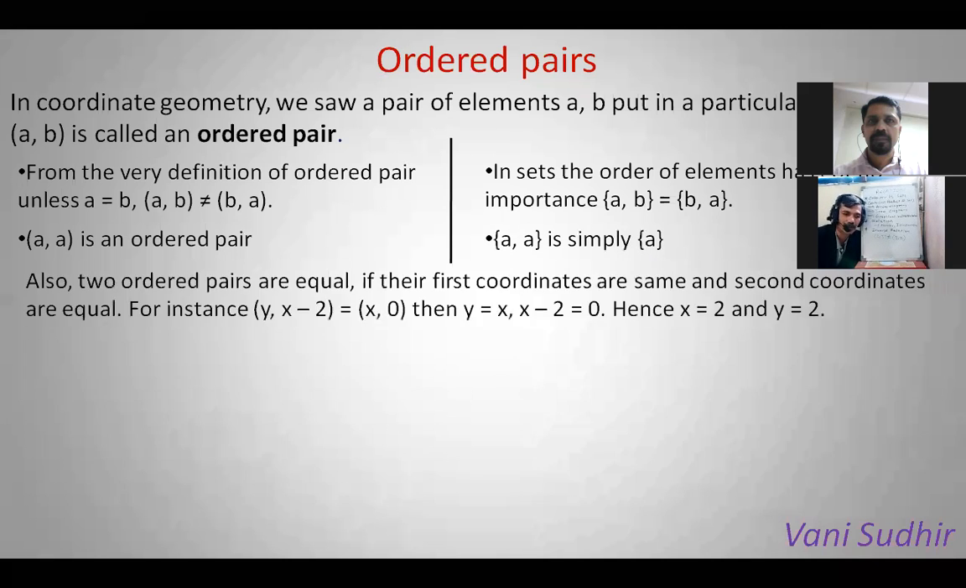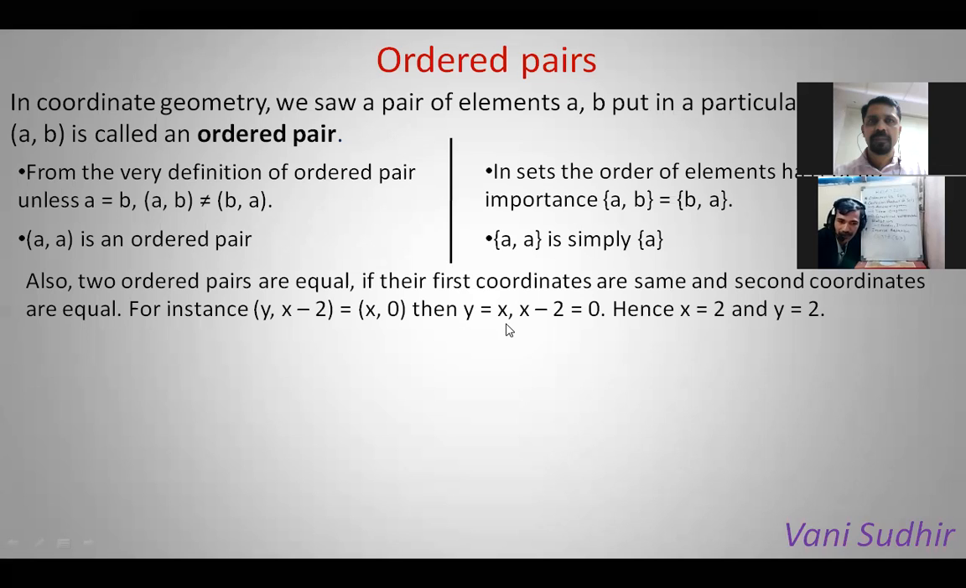Now we'll come to one more thing. Two ordered pairs are equal if their first coordinates are equal and their second coordinates are equal. Here y is the first coordinate, or first element. In this ordered pair, x is the first coordinate. So y should be equal to x. And here, what is the second coordinate? x minus 2 is there. Here the second coordinate is 0. x minus 2 should be equal to 0. Then only can we say that these two ordered pairs are equal.